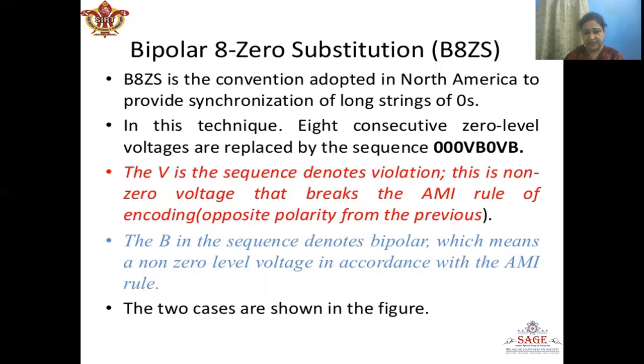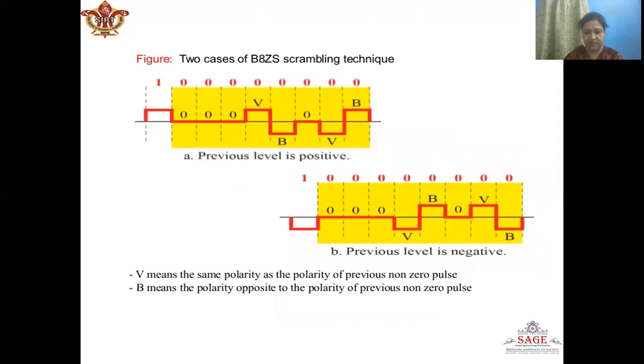Now, when we consider 8 consecutive zeros, they are replaced by the sequence 000V, B0VB, where V denotes violation, that is, a non-zero voltage that breaks the AMI rule of encoding. And B in the sequence denotes bipolar, which means a non-zero level voltage in accordance with the AMI rule. Here we will consider two cases with the help of waveforms.